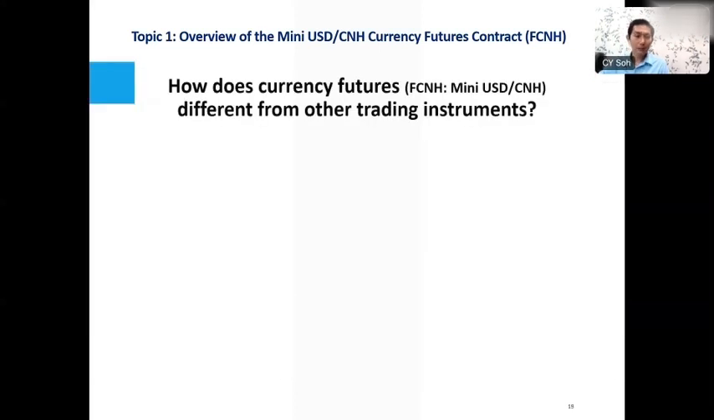So now that you already know the basics of currency futures, how is currency futures, this FCNH, different from some other trading instruments? Firstly, we compare to stock. I believe you are very familiar with this already. Different stocks in different industries all have different fundamentals to look at. And of course, the stock market relies on positive expected future earnings for the price to go up. And in stocks, you make money in only one direction, when the stock price goes up.